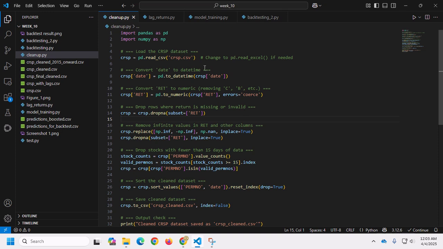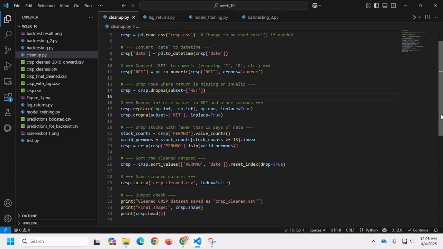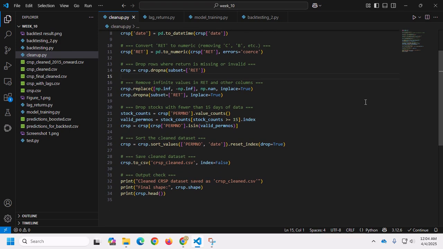When we come to the code, this was the original CSV file that was used for our analysis. First, to clean this up, like I said, I removed the missing value rows, then removed the infinity values as well, and dropped the stocks with fewer than 15 days of data. And then the clean data set was saved to CRSP cleaned.